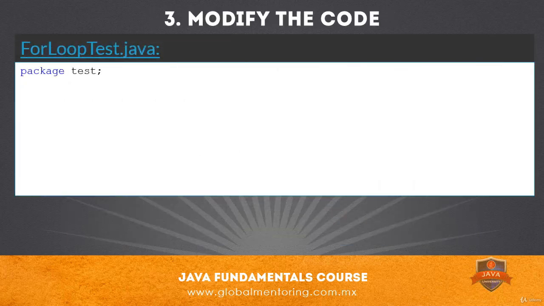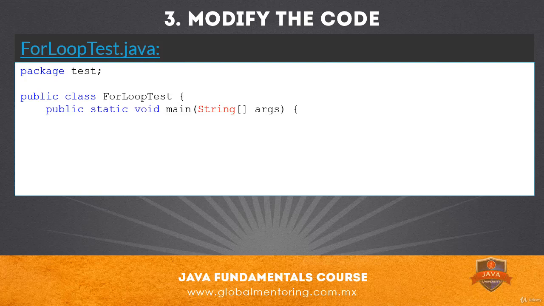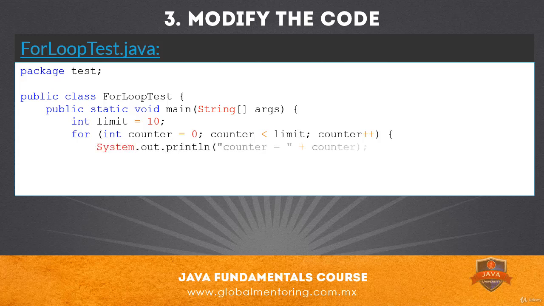Modify the code. The package name is test, the class name is ForLoopTest, and we add a main method. We create a variable called limit equal to 10 of type int, and we define the for loop. In this case, we write for int counter equals 0, counter less than limit, and counter plus plus. We can see 3 sections in this for loop. And if this loop is executed, we will print the counter and close the for loop, close the main method, and close the ForLoopTest class. So in this case, we can see the 3 sections.